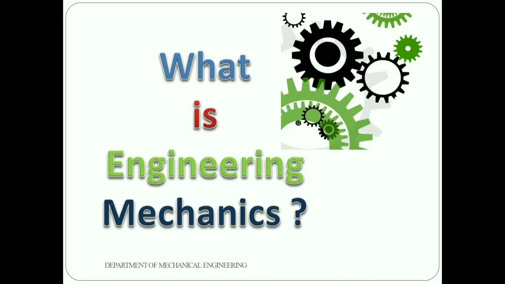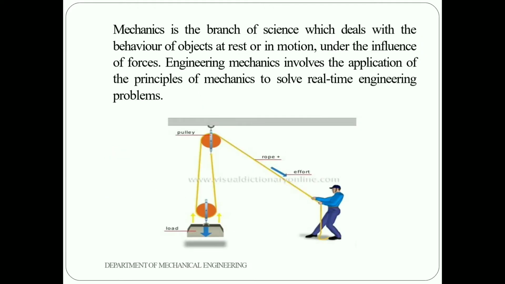What is mechanism? What is engineering mechanics? Then only we understand the real concept of kinematics of machineries. Mechanics is the branch of science which deals with the behavior of an object at rest or in motion under the influence of force. Engineering mechanism involves the basics of the principle of mechanism to solve real-time engineering problems. The figure shows the mechanism, how the mechanism will act in it.